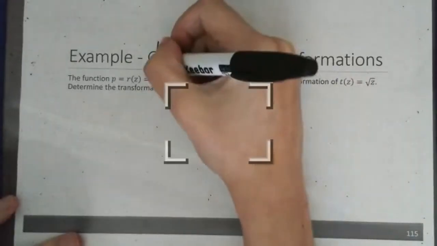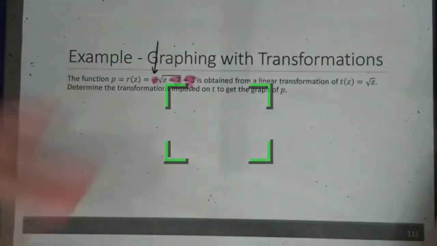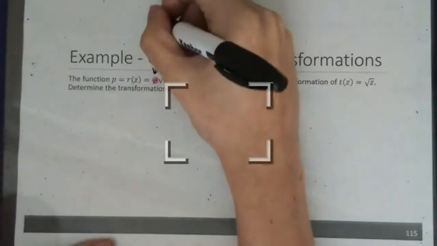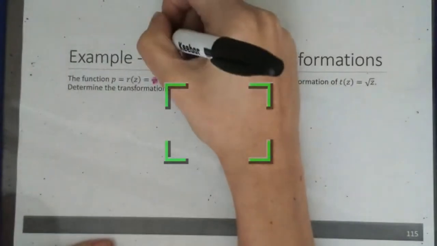So having the negative out front, that means we're flipping in the y direction, so we're flipping this way. So we're reflecting vertically.